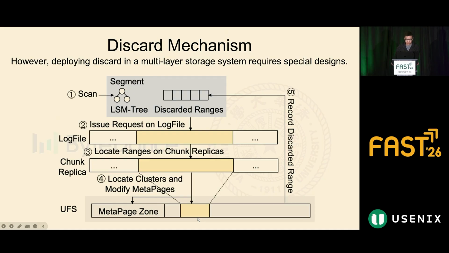It is simple to implement discard on a single file system. However, deploying discard on a multi-layered storage system requires special design. In order to implement discard in our multi-layered storage system, we should first scan the metadata system to locate the to-be-discarded ranges. Then issue discard requests on the log file. At the file system level, we should locate ranges on trunk replicas and then locate clusters and modify metadata pages in UFS. And finally, record discarded ranges in the metadata system.